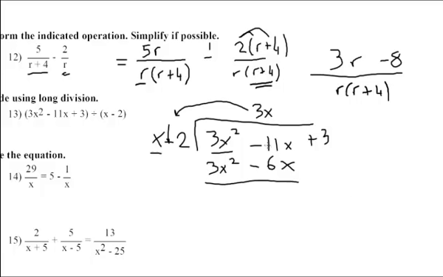I think of it as negative 11x subtract negative 6x means you're going to add this 6x. But then you change the signs and add. That's going to give you negative 5x. So be careful of that. Bring down the last term.